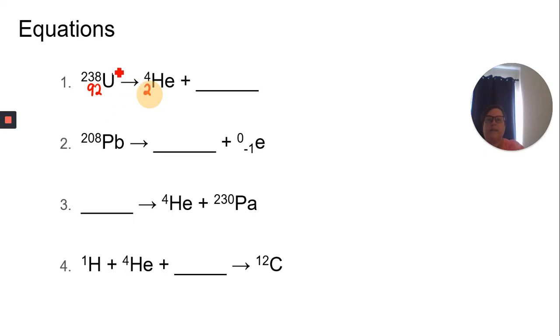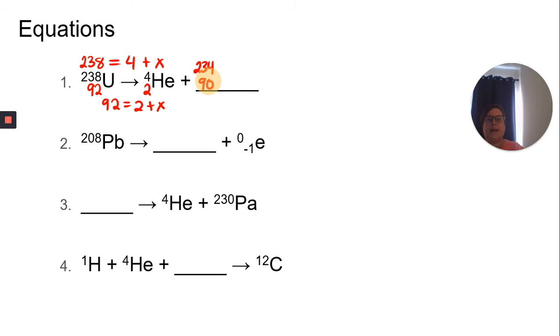Treat the arrow as an equal sign. So you would have 238 equals 4 plus, and then you're looking for this missing piece. So you would do 238 minus 4, which gives you 234 as that missing piece. We're going to do the same thing for the atomic numbers. 92 equals 2 plus what? You subtract on both sides and we get 90 for X.